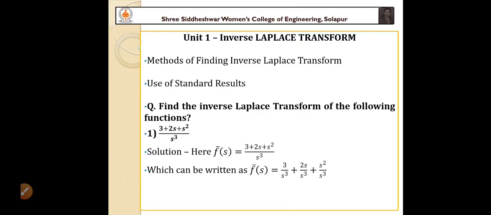Now we can simplify this further, so it becomes f bar of s is equal to 3 upon s cube plus, in the second term 1s is there in the numerator, so it gets cancelled with one of the s in the denominator and it becomes 2 upon s square. In the third term, numerator is having s square and denominator is having s cube, so the simplified form is 1 upon s. Now this is the most simplified form of f bar of s.